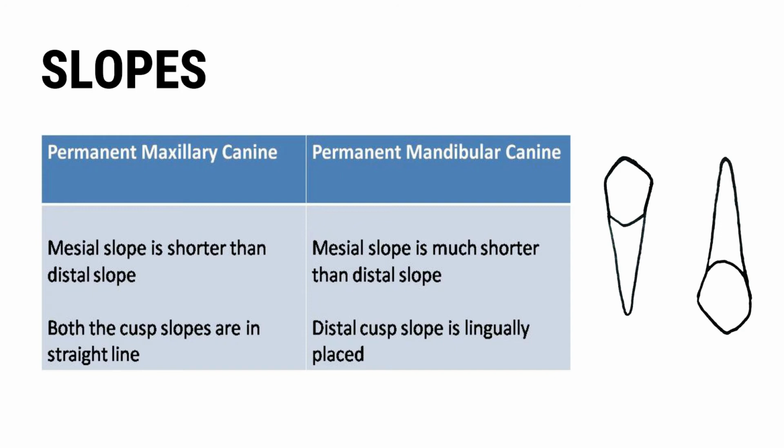Slope. In mandibular canine, mesial slope of the cusp is much shorter than the distal slope. The distal cusp slopes more in an apical direction, so it is lingually placed, whereas in maxillary canine, both mesial and distal cusp slopes show a tendency towards concavity. Hence both slopes are in a straight line and the mesial slope is shorter than the distal slope.